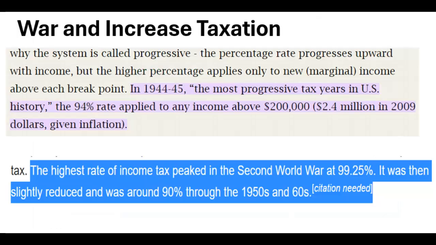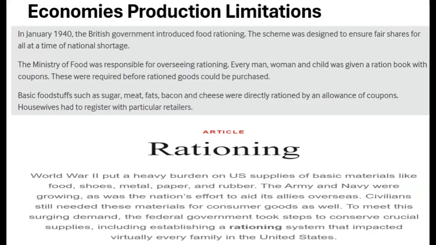Historical examples of governments increasing taxes during wartime include the United States in World War II, when taxes were raised to 94%, while the United Kingdom raised taxes to 99.25%. This reflects a shift in economic resources from general economic activity to those that support the war effort.